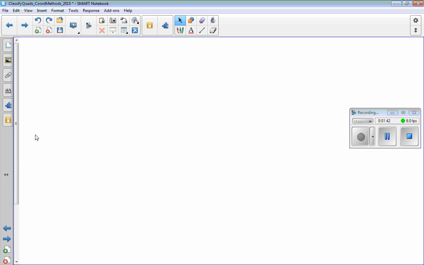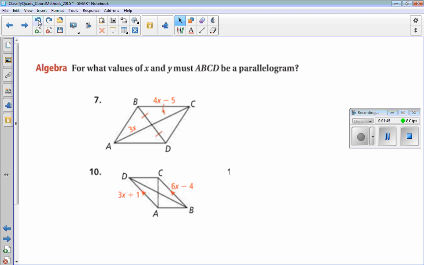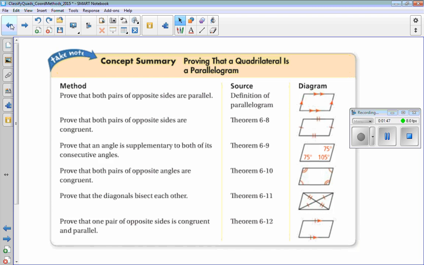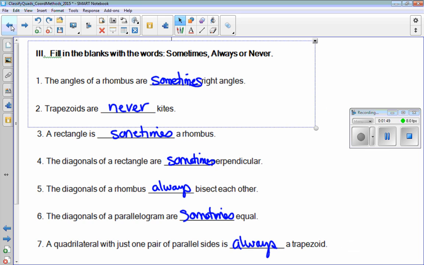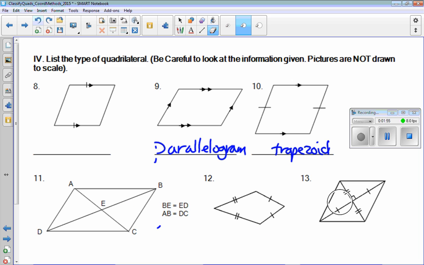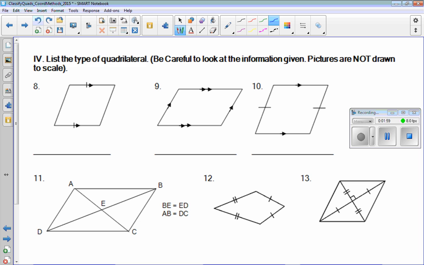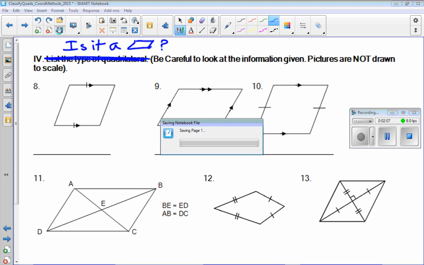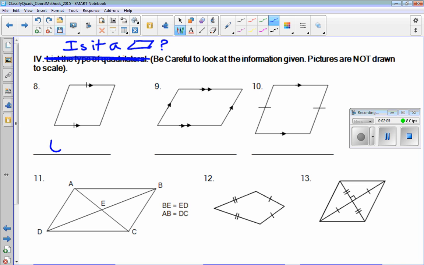Although I guess it's really the same question, it's the same pictures, right? It was the same pictures. It was not classified. It was just, is it a parallelogram, yes or no? Is that just the directions were different? The pictures were the same, right? Okay, so rather than list the type of quadrilateral, is it a parallelogram? Okay, that looks better. So this one is yes.